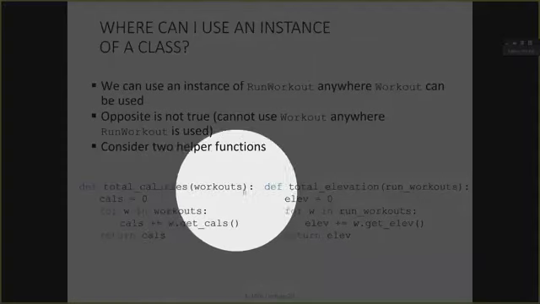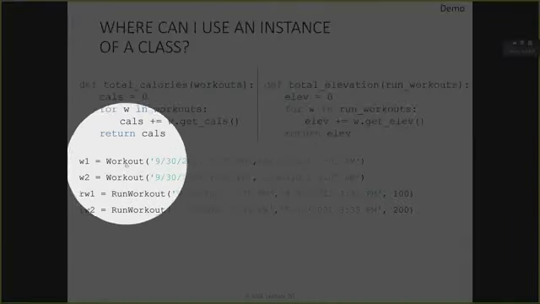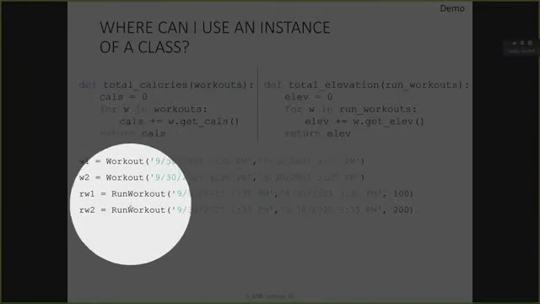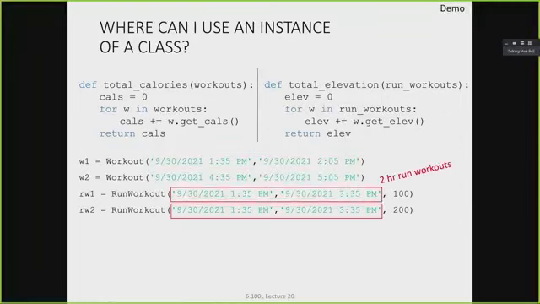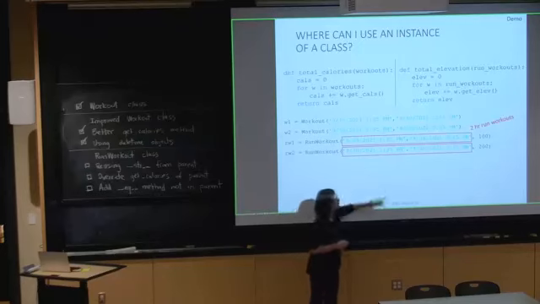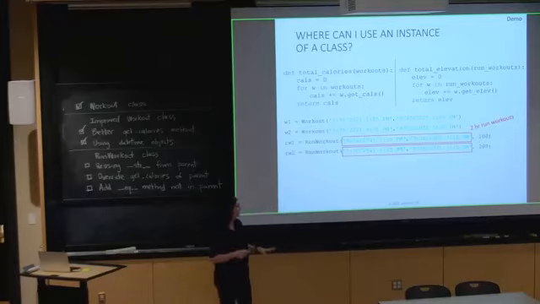So here I've got two workout objects and two running workout objects. These workout objects are 30 minutes long, so using 200 calories per hour, these ones will each be 100 calories. These running workouts are 2 hours long, so they're going to be 400 calories.